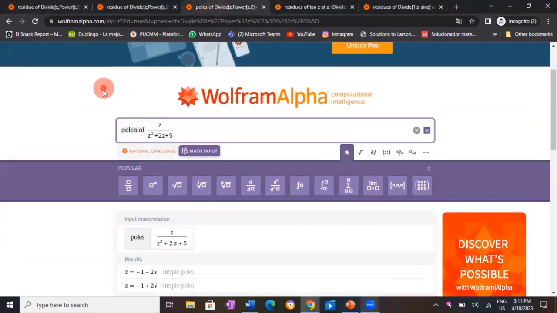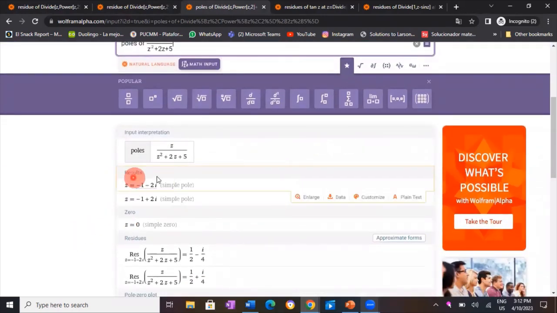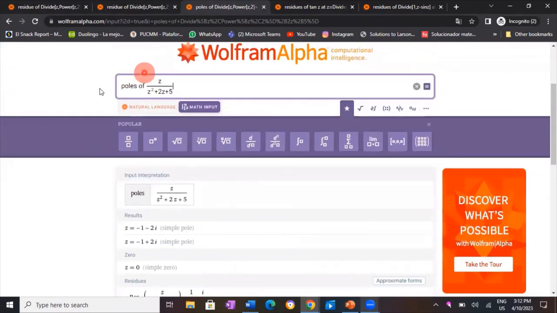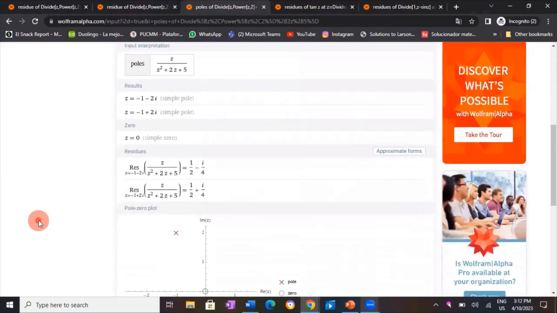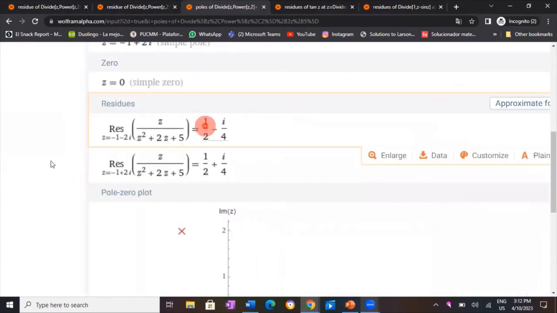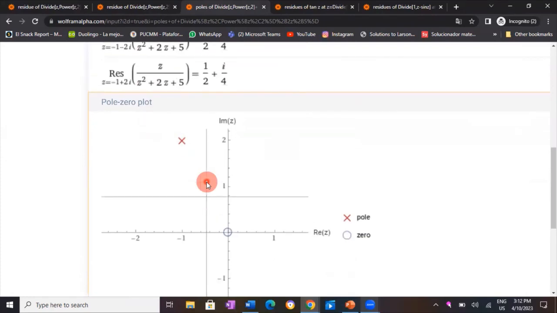Then here, if we look for the poles of our function, we're going to get that those poles are these two simple poles. And even if we didn't type there the residue, the same software is going to give us the residue right here. They will tell us what it is. And right here, they will also give us the graphic, as we saw before.